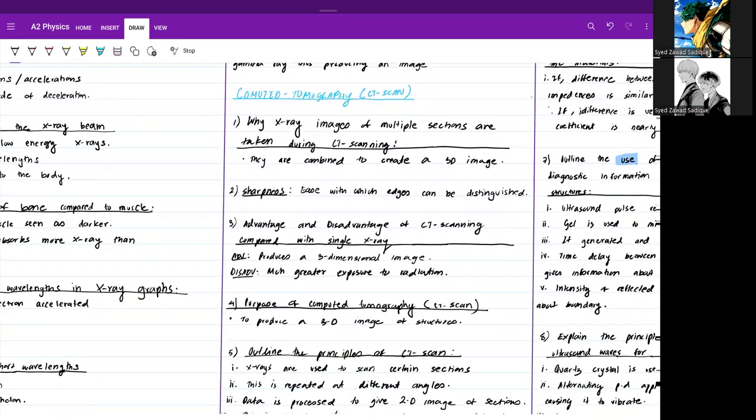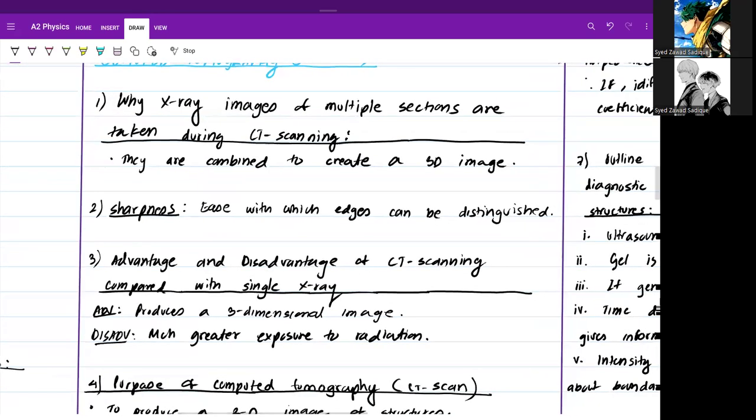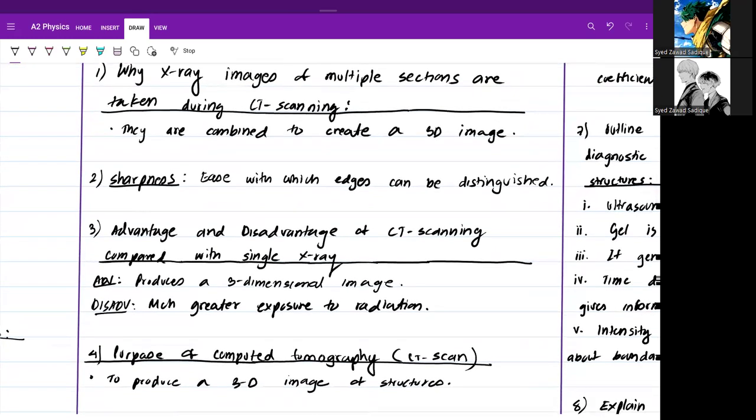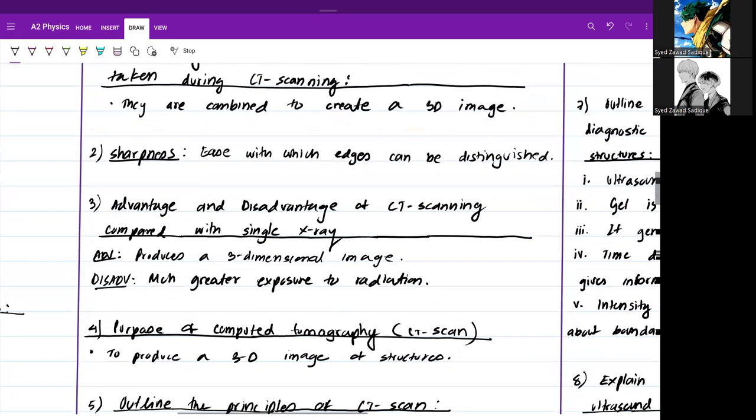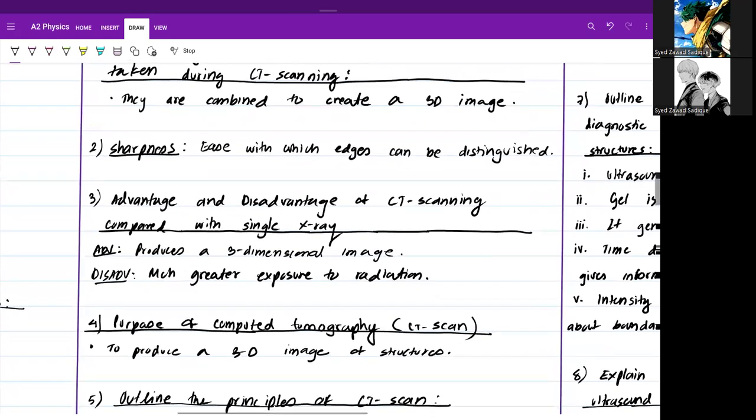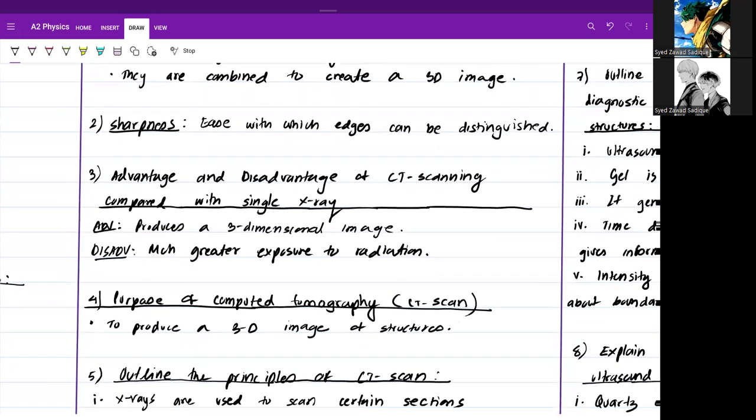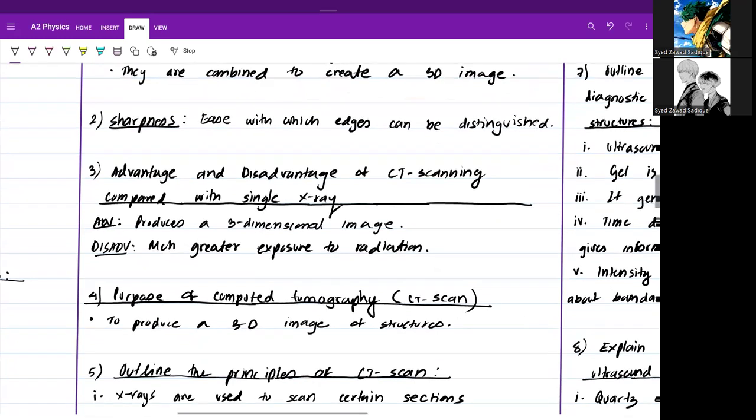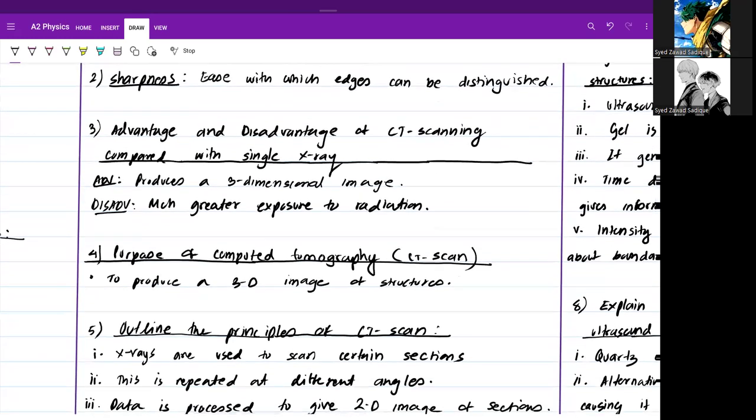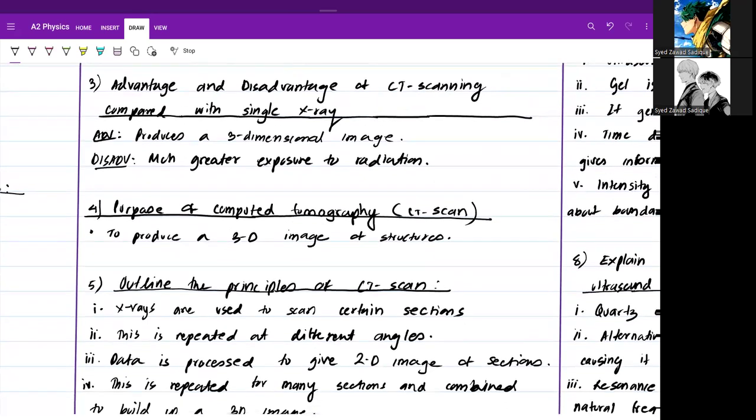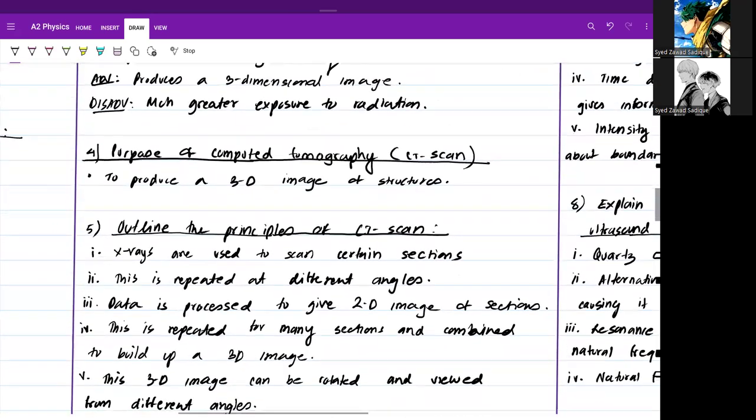Number one, why are X-ray images of multiple sections taken during CT scanning? They are combined to create a 3D image. Sharpness is the ease with which edges can be distinguished. Advantage and disadvantage of CT scanning compared with a single X-ray: the advantage is it produces a three-dimensional image. The disadvantage is much greater exposure to radiation because you're having to take more X-rays. The purpose of computed tomography is to produce a 3D image of structures.